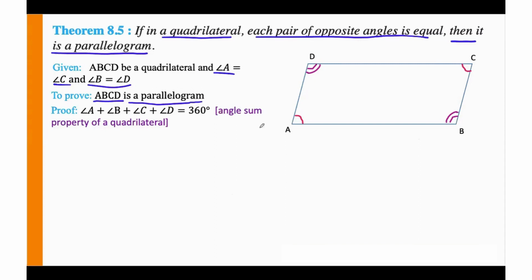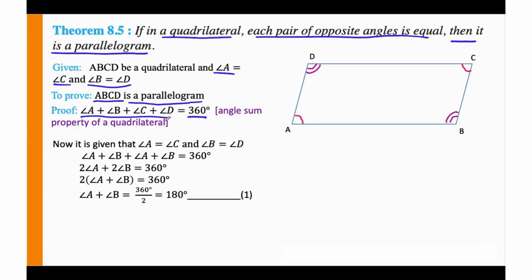So we will use the angle sum property of a quadrilateral. The angle sum property of a quadrilateral says that the sum of all the angles of any quadrilateral is 360 degree. So we will say angle A plus angle B plus angle C plus angle D is equal to 360 degree. Now, as it is given that angle A is equal to angle C and angle B is equal to angle D, we can replace C and D with A and B. So we will have 2 angle A plus 2 angle B is equal to 360 degree.